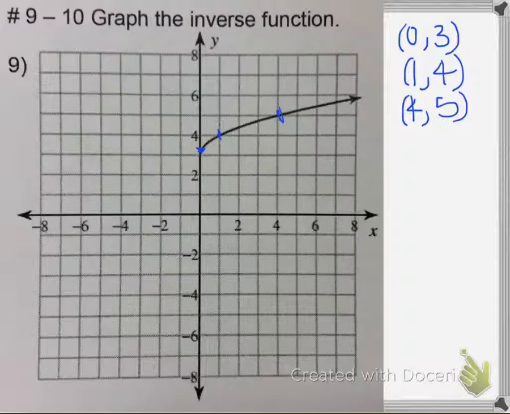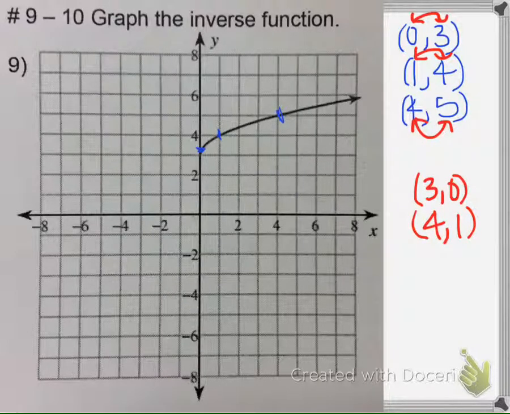And to find the inverse, we're going to go ahead and invert the x and the y. We're going to switch them. So the inverse function will have a point 3, 0, 4, 1, and 5, 4. So we're going to go ahead and graph those points. So 3, 0, 4, 1, and 5, 4.